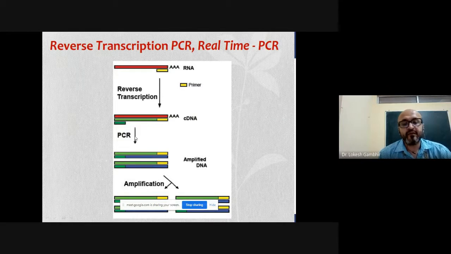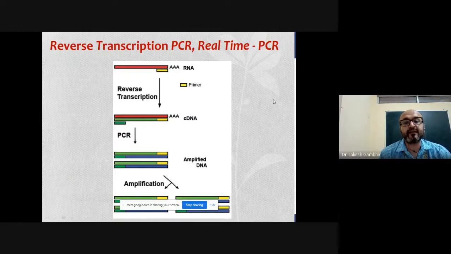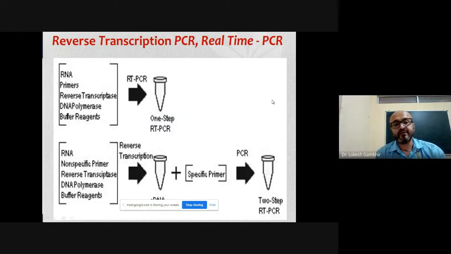Once you have the complementary DNA, that particular DNA molecule will be used as a template for getting multiple amplicons, and that is how from an RNA molecule we get multiple DNA molecules. That is the basic principle. You need RNA, you need primer, you need DNA polymerase, and additionally you add reverse transcriptase and all the buffer agents. If you are adding both the enzymes in a single step and leaving it to see the results later on, that is called one step.